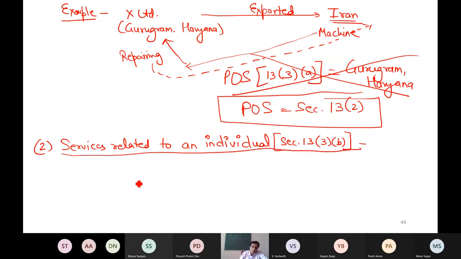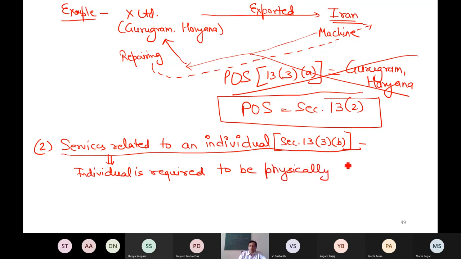Section 13(3)(b). Now in this case, where the individual is required to be physically available with the supplier, the individual is required. Without this individual, if this person is not available in front of the supplier, services cannot be provided. That's it. The individual is required to be made physically present. Presence is necessary.